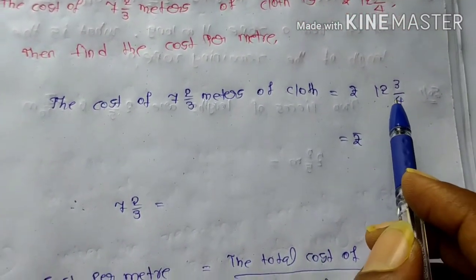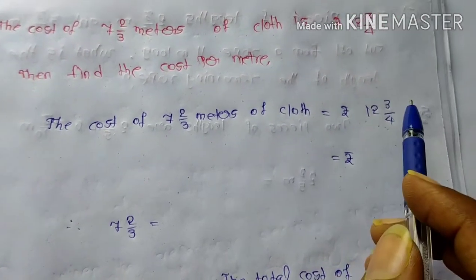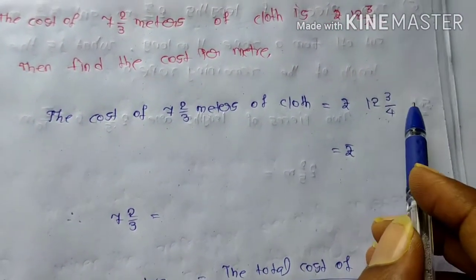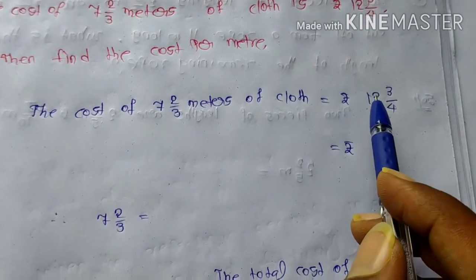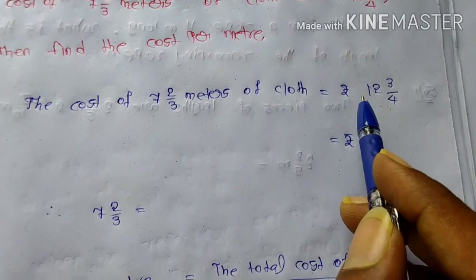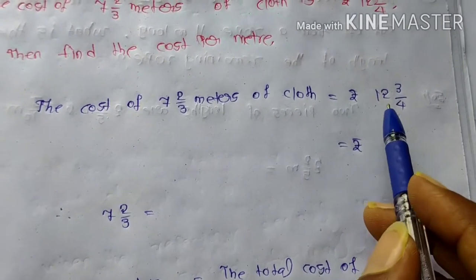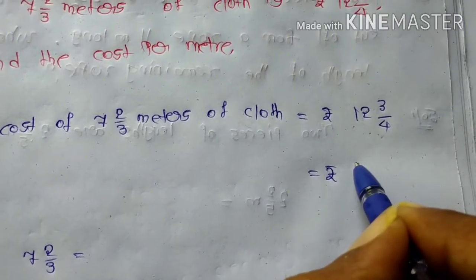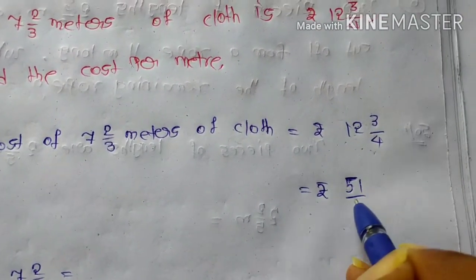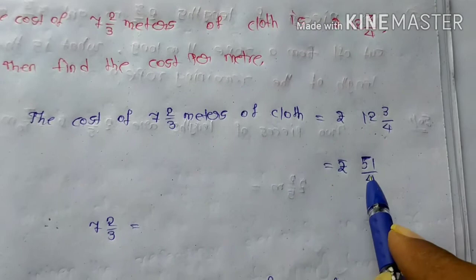So you can convert the mixed fraction into an improper fraction. Yes or no? See, it is a mixed fraction or not? Yes, you can convert it into an improper fraction. How can you convert? Just see, 12 fours are how much? 48. 48 plus 3 how much? 51. Yes or no? You can write here 51 by 4. That means rupees how much?